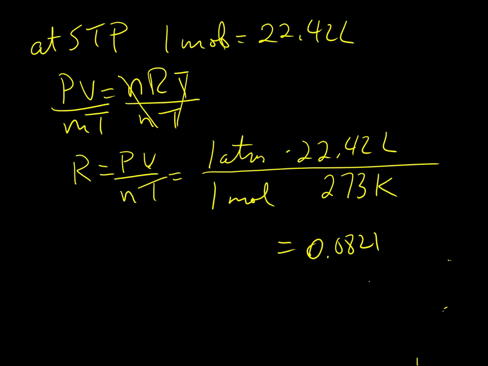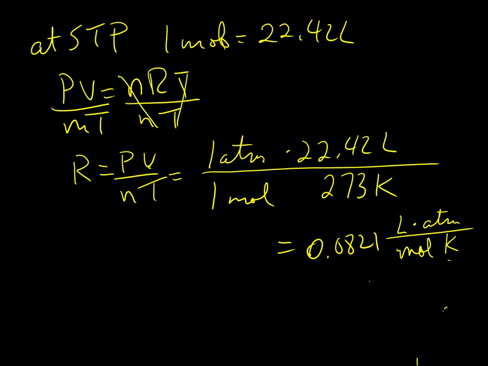Now, for some reason, they actually write it liter times atmosphere. They turn that around, but that's okay because multiplication is commutative. Over mole Kelvin. So R has lots of units. They're a pain to write. Write them anyway. I do it every time, because when you go to cancel out, if you put something in the wrong place, it won't cancel out. It needs all those units so everything cancels out.